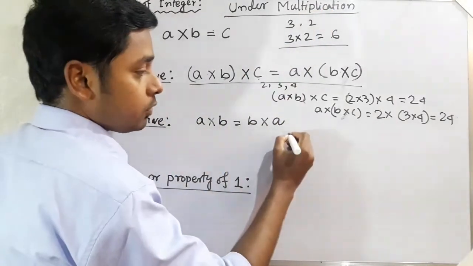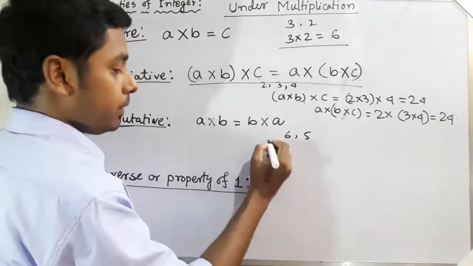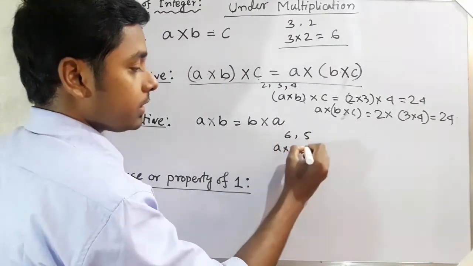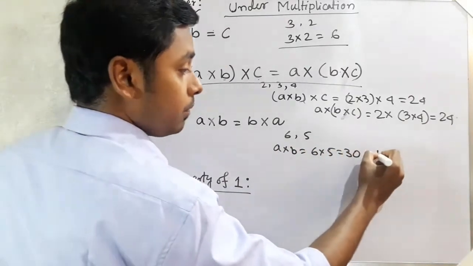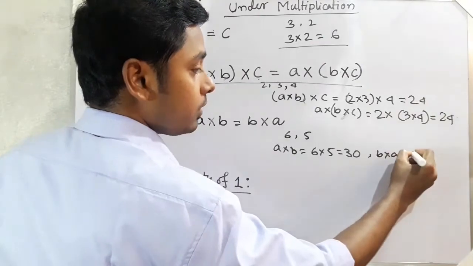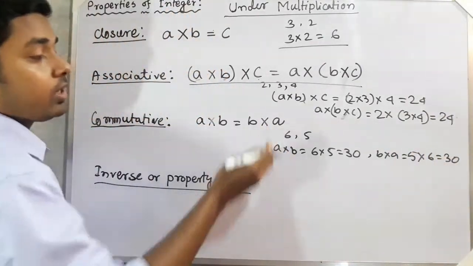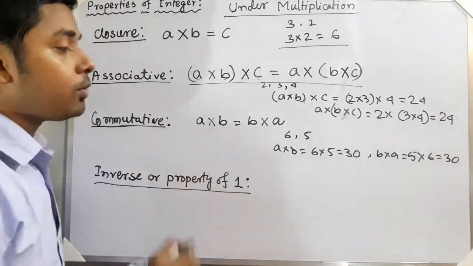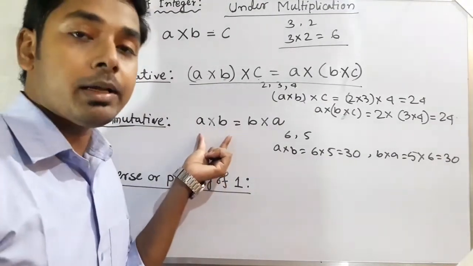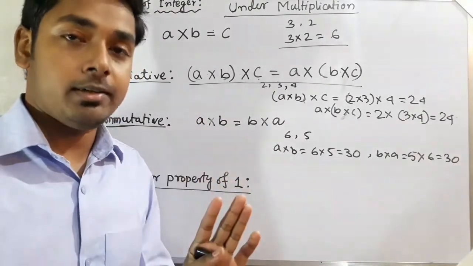Now do check. Suppose a is equal to 6 and b is equal to 5. So a into b is equal to what? 6 into 5, that means 30. And b into a is equal to what? 5 into 6, that means also 30. So here order doesn't matter also. Okay, so what is the statement of the commutative property? If we multiply 2 integers, then order doesn't matter.